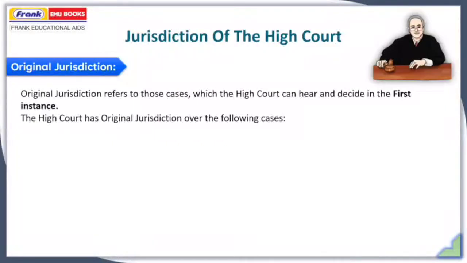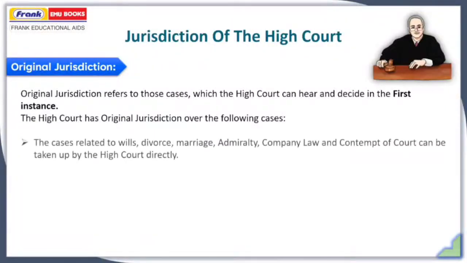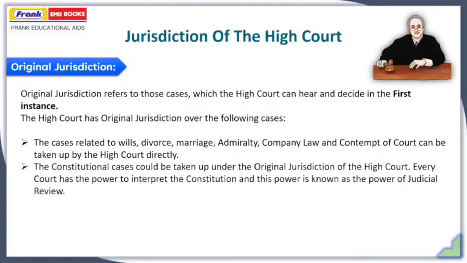So, the High Court has original jurisdiction over the following cases. The cases related to wills, divorce, marriage, admiralty, company law, and contempt of court. It can be taken up by the High Court directly. The constitutional cases could be taken up under the original jurisdiction of the High Court. Every court has the power to interpret the Constitution, and this power is known as the power of judicial review.